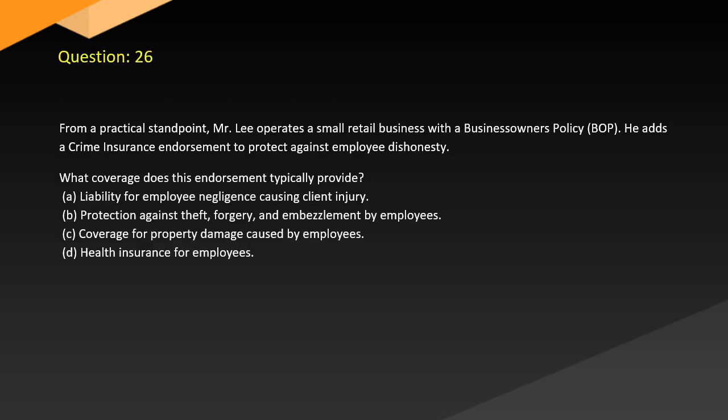Question 26. From a practical standpoint, Mr. Lee operates a small retail business with a business owner's policy, but he adds a crime insurance endorsement to protect against employee dishonesty. What coverage does this endorsement typically provide? A. Liability for employee negligence causing client injury. B. Protection against theft, forgery, and embezzlement by employees. C. Coverage for property damage caused by employees. D. Health insurance for employees.